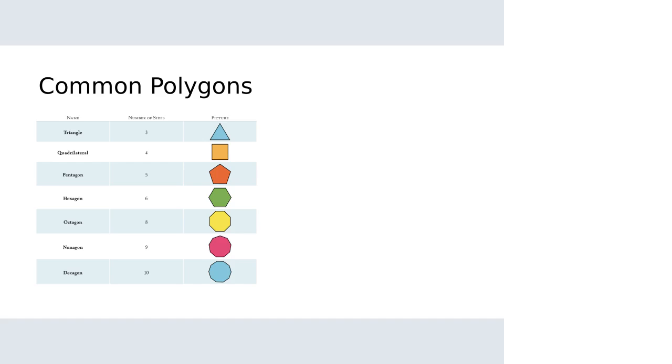Here's some common polygons. A lot of these you probably already know the names for. Some of them you may not, and that's okay. Basically the names are related to the number of sides. So probably pretty familiar for most of you is the idea of a triangle that has 3 sides. And this is just an example of a triangle. Certainly, a triangle could look different than that, but that's an example of a triangle.